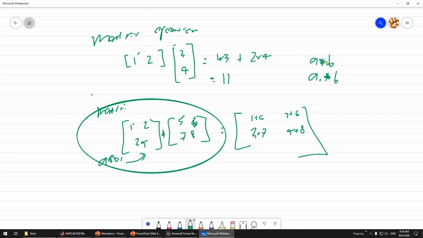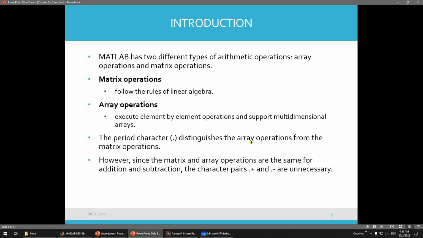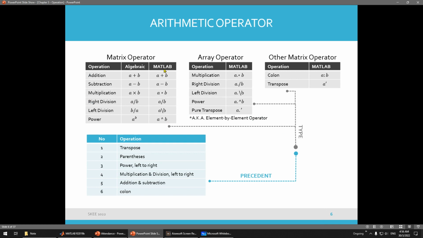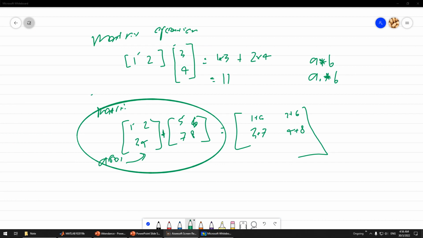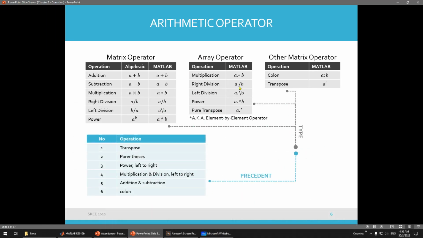Sorry, this one is flipped, I think. After this, I will show you. So this is the array operation, you can see here. Plus, minus. For matrix, you don't have dot. For array, you have dot. Sorry, I flipped this before. So actually, for array operation you need to have dot. Plus and minus, no need to worry, it is the same.